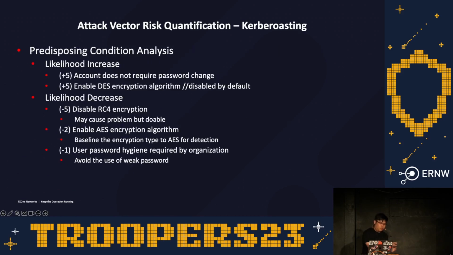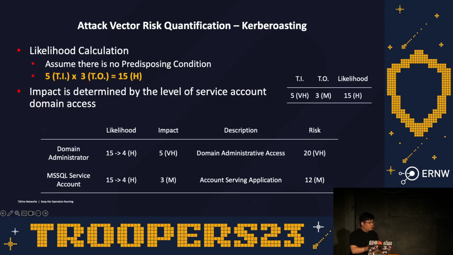We can also choose what kinds of predisposing conditions apply in the specific environment setting. But here, we only use the default domain environment setting, without any defense or detection mechanism or other specific situation. So this is just for reference, not in our risk calculation. So we get the likelihood from the threat initiation and threat occurrence.